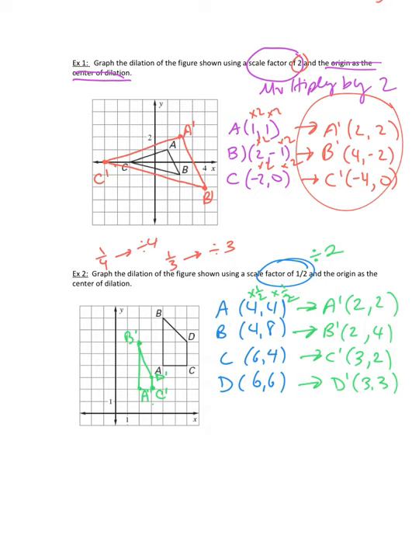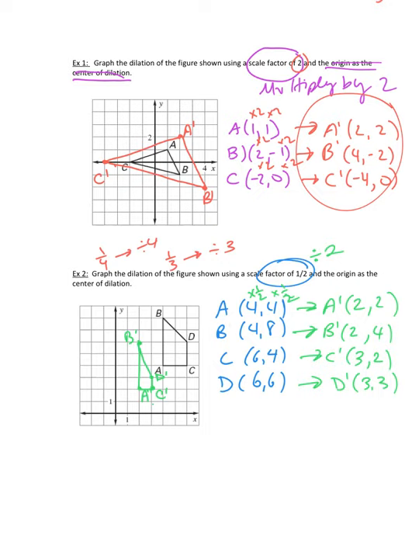I feel like something's wrong. Hold on. The reason I know something's wrong is because the original shape and the new one should be the same shape, only just similar to each other. And this looks like it's changed shape. So let's see. A was 4, 4.